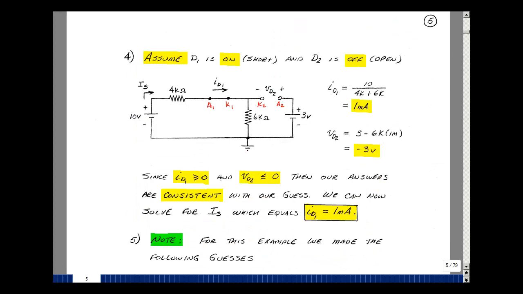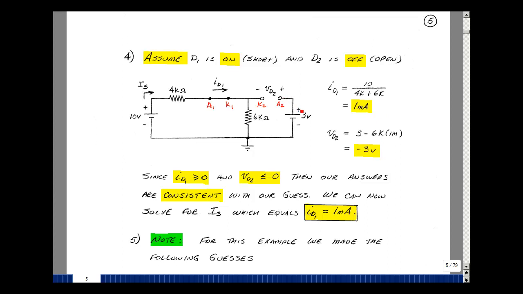The last case to try is a short circuit here and an open circuit here. In other words, diode 1 is on and diode 2 is off. Label the anode and cathode again. That's the direction of current for diode 1, and then the anode and cathode for the polarity of the voltage across diode 2. Because this is an open circuit, the current that flows in here is the same in all the elements. 10 volts divided by 10K would be the current that's flowing in this loop, and that's 1 milliamp. And that is greater than or equal to 0.